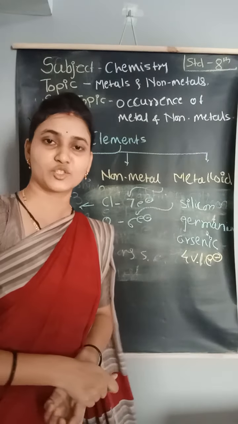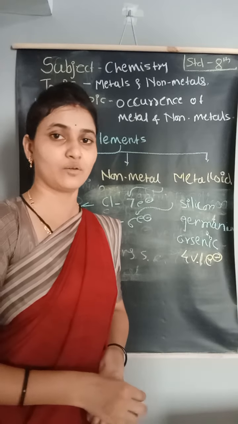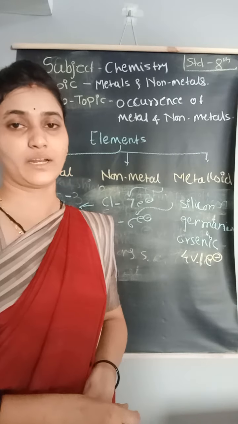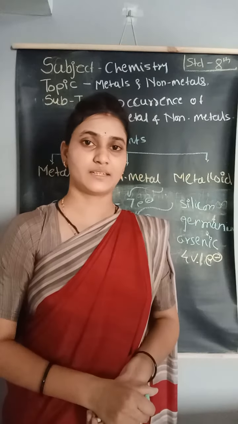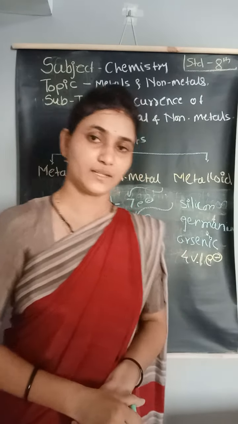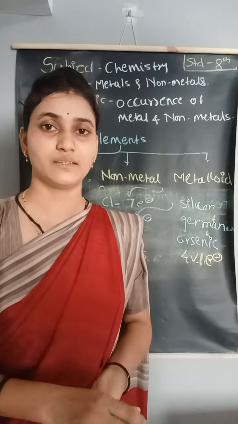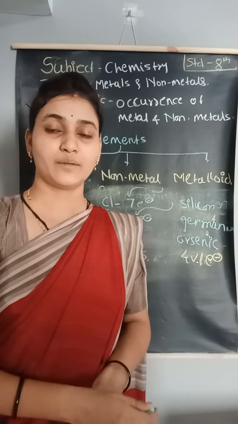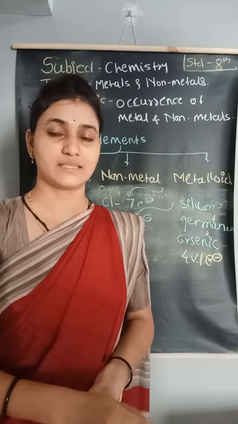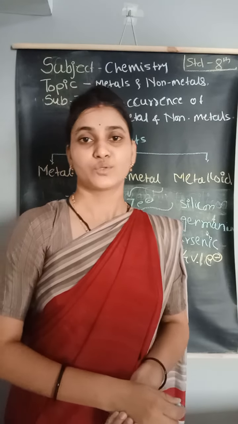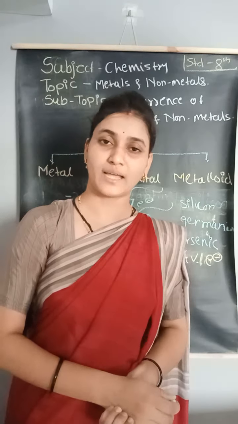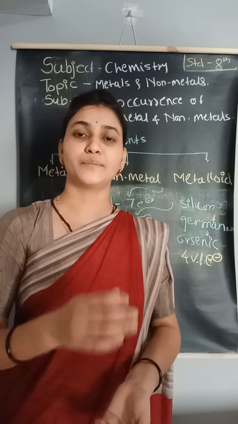Among the elements, noble gases are also there. Noble gases have 8 electrons as valence electrons. They can't give electrons and they can't accept any electrons. Their properties are like gases and they are present in the form of gases, so they are called noble gases. So this is all about metals, non-metals and metalloids.